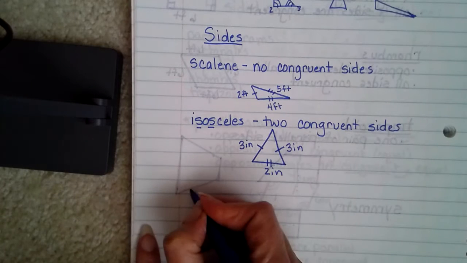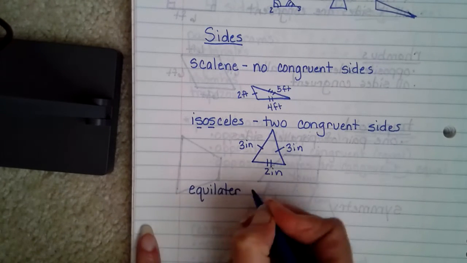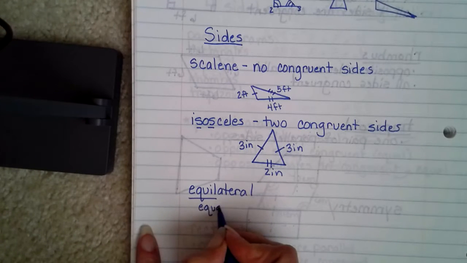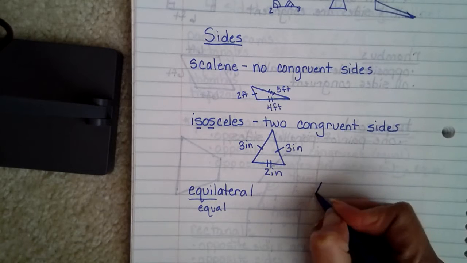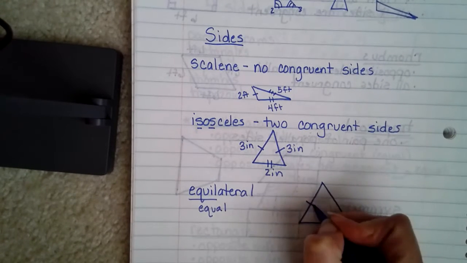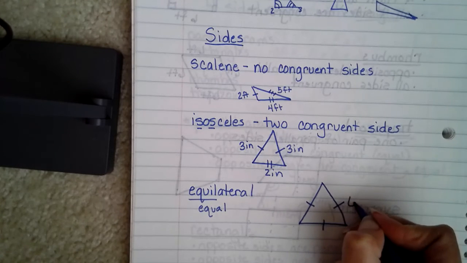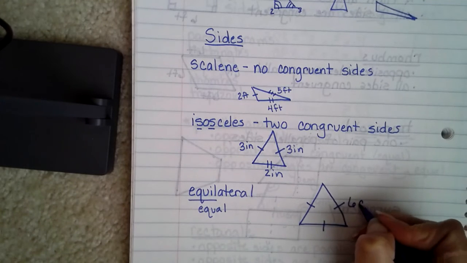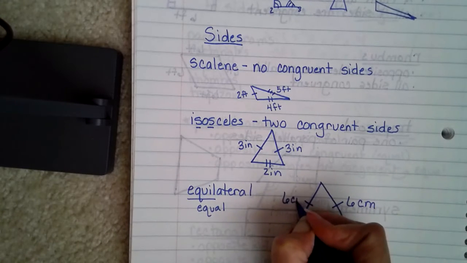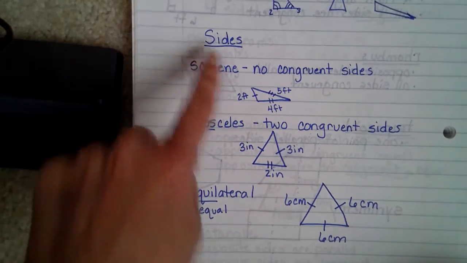And then the third one is an equilateral. If you think of this, look, it kind of has the word equal in it. And this is where all of the sides are exactly equal to each other. So this side is equal to this side, which is equal to this side. So if it is 6 centimeters, this one might be 6 centimeters, and then this one would have to be 6 centimeters. So those are the three different ways to describe triangles using their sides.